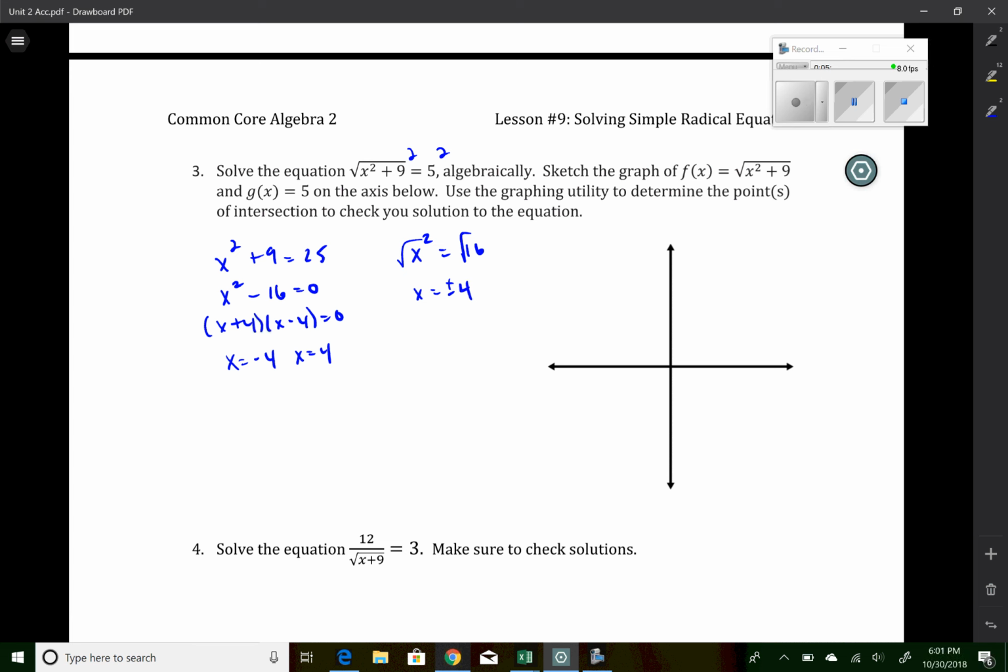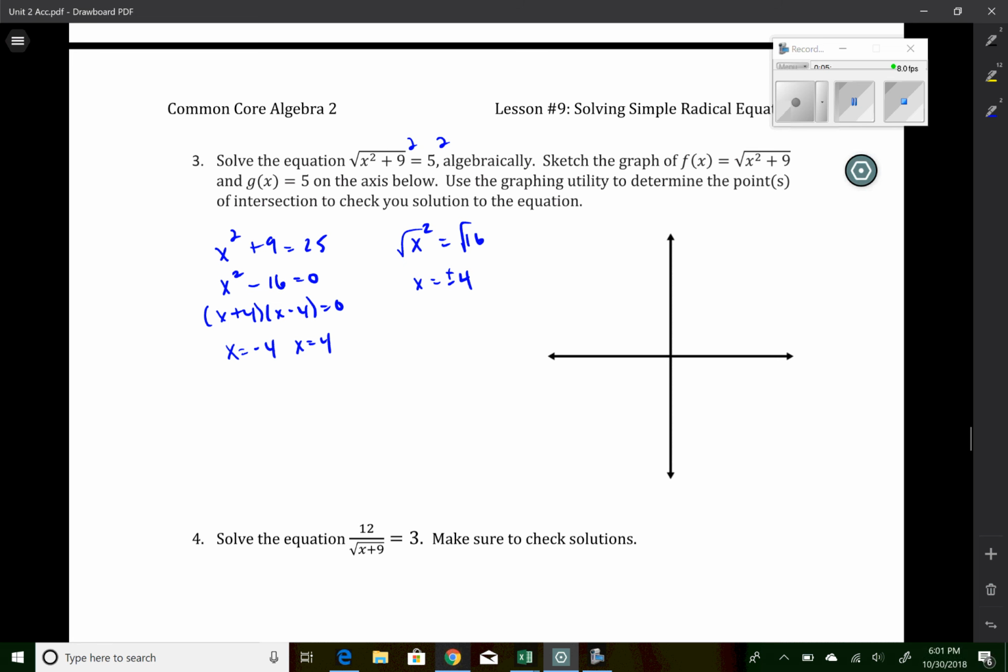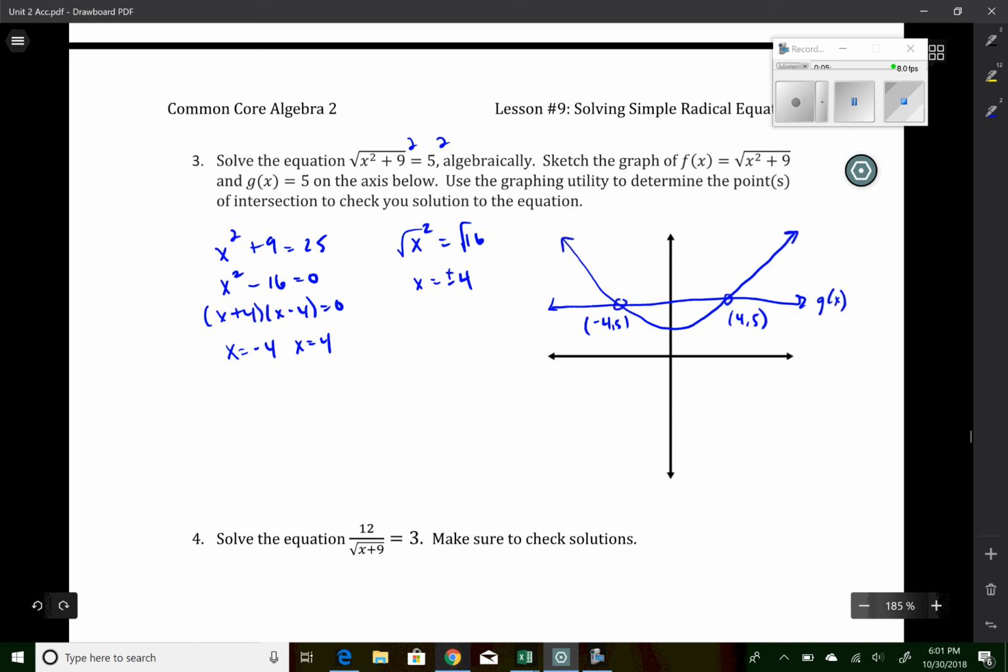So if I was to graph this, I can make y equals 5 as one of my graphs, so that would be g of x. That's what it told us above, right? And then you're going to see a parabola looking thing that comes down like this. It's actually not a parabola, but it kind of is. And you're going to see 2 points of intersection. One is going to be at -4, 5, and the other one is going to be at 4, 5. Both of those you can get right in your calculator.